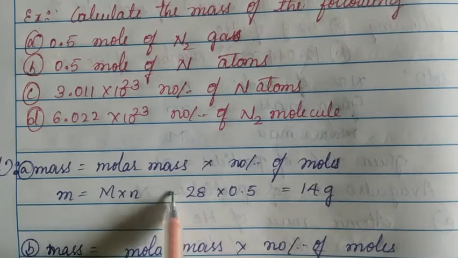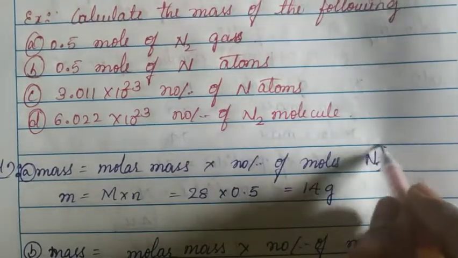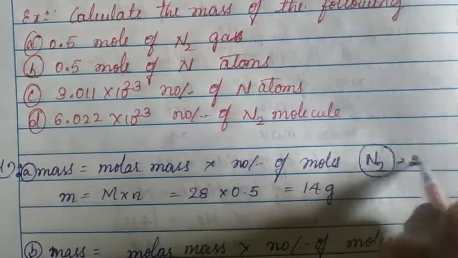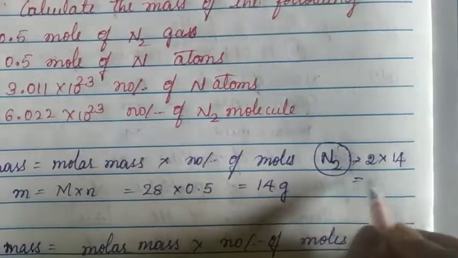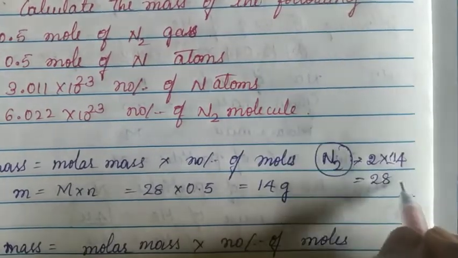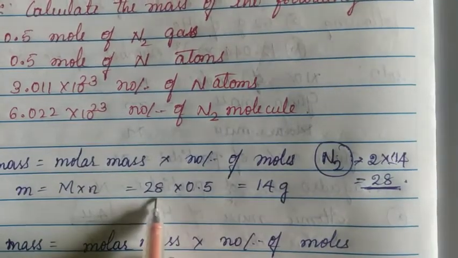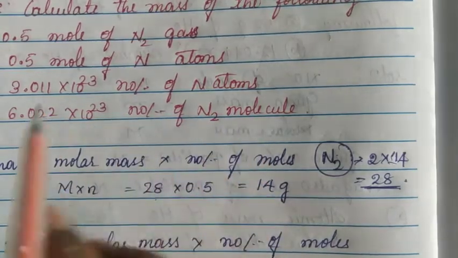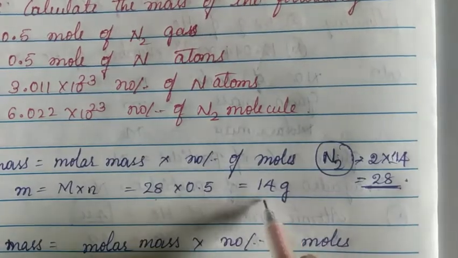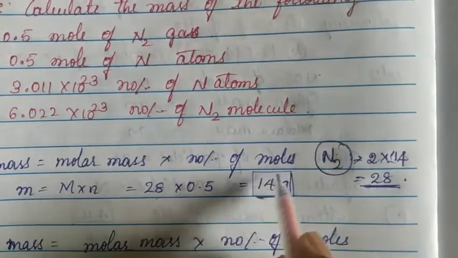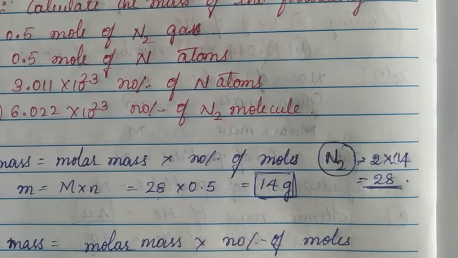Molar mass of nitrogen gas. We know, children, that N2 is a molecule containing 2 atoms of nitrogen. So 2 into 14 becomes 28. This is the molar mass of the nitrogen molecule. Now substitute here: molar mass is 28, and the given number of moles is 0.5. Multiply these two and it becomes 14 gram. This is the mass of the N2 gas, nitrogen gas.